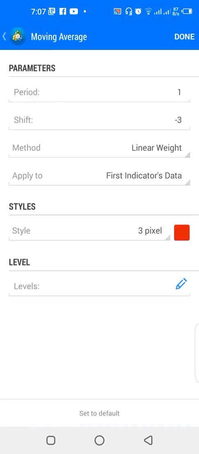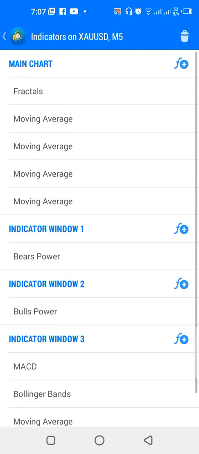Then we have the final indicator, which is a 1 period moving average. Shift is -3. Method is linear weighted, applied to first indicator's data. The color is red. Now that's that for all the parameters.